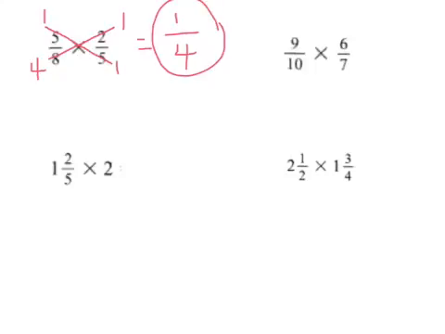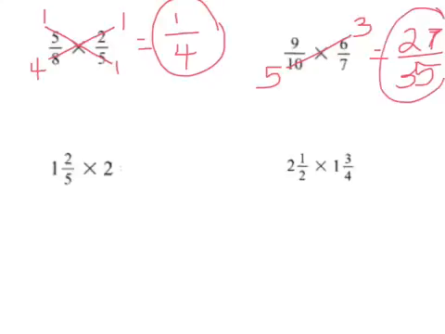Let's try it again. So I've got 9/10 times 6/7. First thing I notice, I've got no mixed numbers, no whole numbers, so we're going straight to cross-reducing. The 9 and 7 cannot cross-reduce. Nothing goes into 9 and 7. But 10 and 6 can cross-reduce. What goes into 10 and 6? 2. 2 goes into 6 3 times. 2 goes into 10 5 times. Now let's multiply. 9 times 3 is 27. And 5 times 7 is 35. Nothing goes into those two numbers, so I am done.